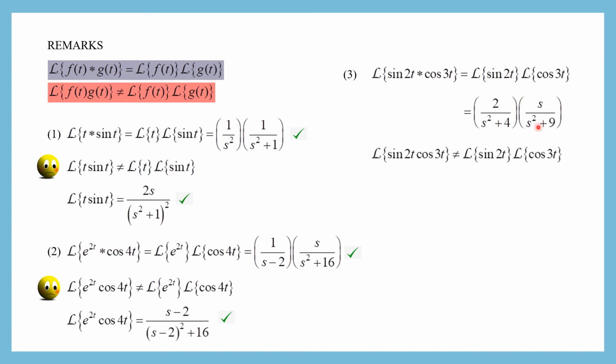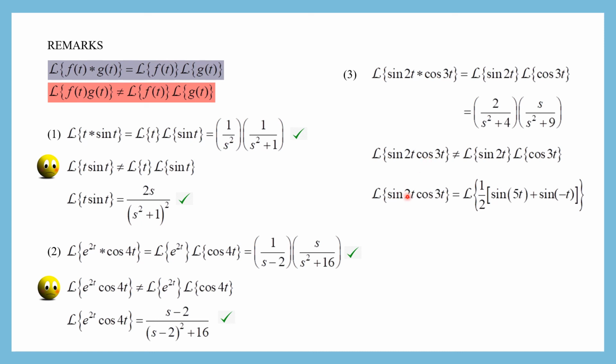Take note that sine 2t cos 3t is not the same as the convolution of sine 2t and cos 3t, and therefore the Laplace transform of the product of these two functions is not equal to the Laplace transform of the first function multiplied by the Laplace transform of the second function. Okay, so how do you find the Laplace transform of sine 2t cos 3t? In this case, we need to use a trigonometric identity.